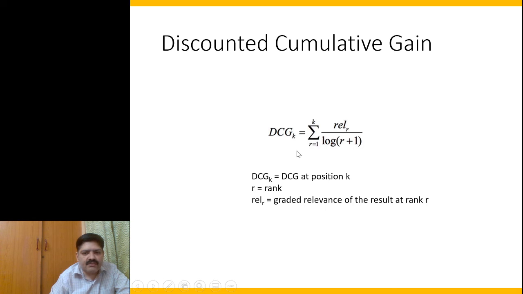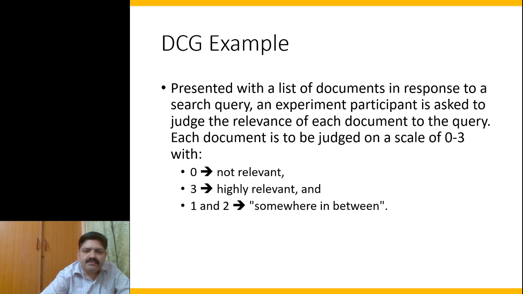Discounted cumulative gain, DCG at K, at position K, is given as this formula shown here, where rel R refers to the graded relevance of the result at rank R, and R is of course the rank. Okay, so let's look at DCG with an example. Let's assume we have 3 levels of relevance, 0 being the document returned is not relevant at all, 3 being that the document is highly relevant, and 1 and 2 are somewhere in between that range. So the relevance score can go from 0 to 3.